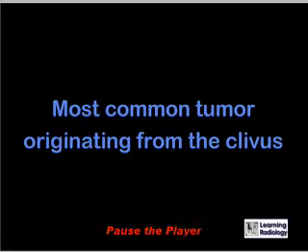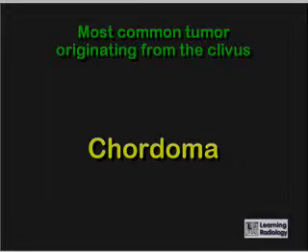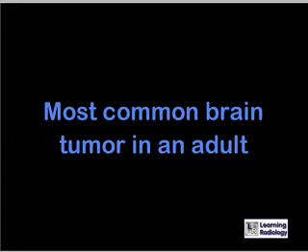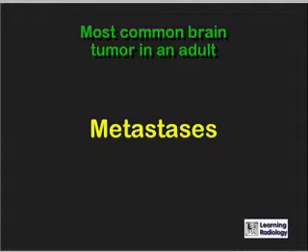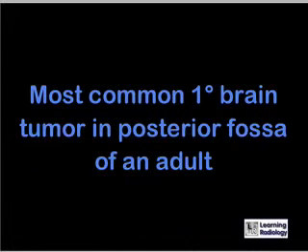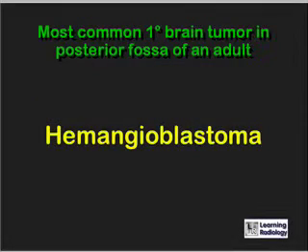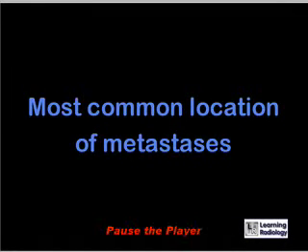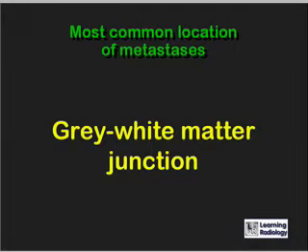What is the most common tumor originating from the clivus? A chordoma. What is the most common brain tumor in an adult? Metastases. What is the most common primary brain tumor in the posterior fossa of an adult? Hemangioblastoma. What is the most common location of metastases? The gray-white matter junction.